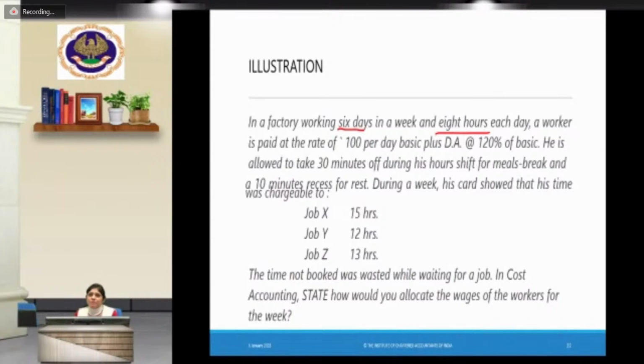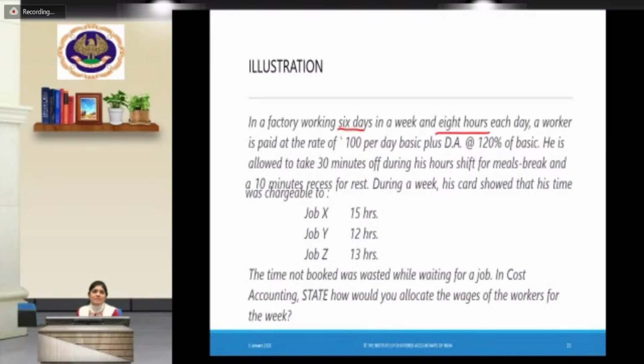So the timekeeping will tell, okay, he has worked for 6 days and 8 hours each day. The timekeeping department will tell that he has worked for 8 hours. Time booking will tell exactly how much he has worked during 8 hours. Now I think you have understood the difference between timekeeping and time booking. So timekeeping means he was there inside the factory, inside the organization for 8 hours. Time booking will tell how much he has actually worked during those 8 hours.